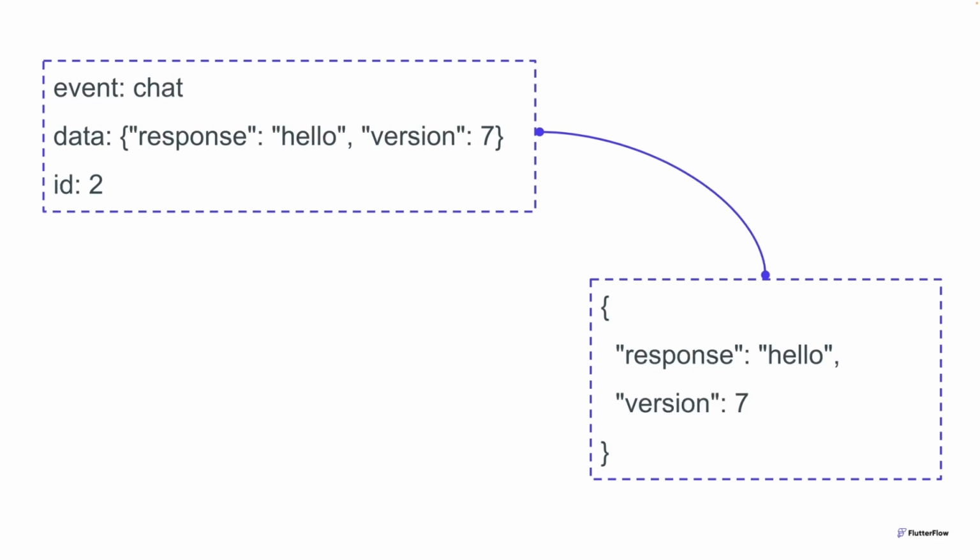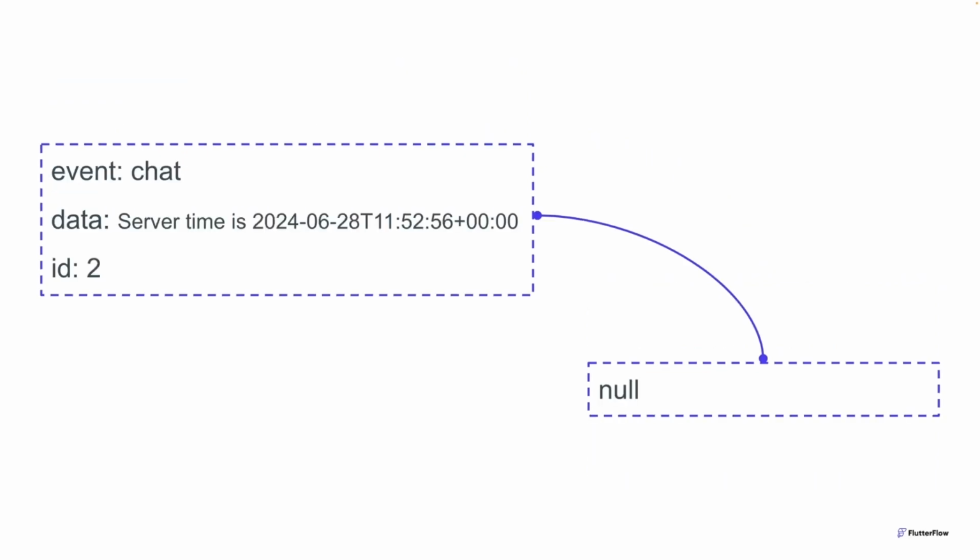For example, as you can see, the data is going to be a JSON in this example, where response is hello and version is 7. Note that if the data is not in JSON format, it will be null. So here is an example where the message type is JSON, but the data is not. Therefore, the server-sent data JSON would be null.